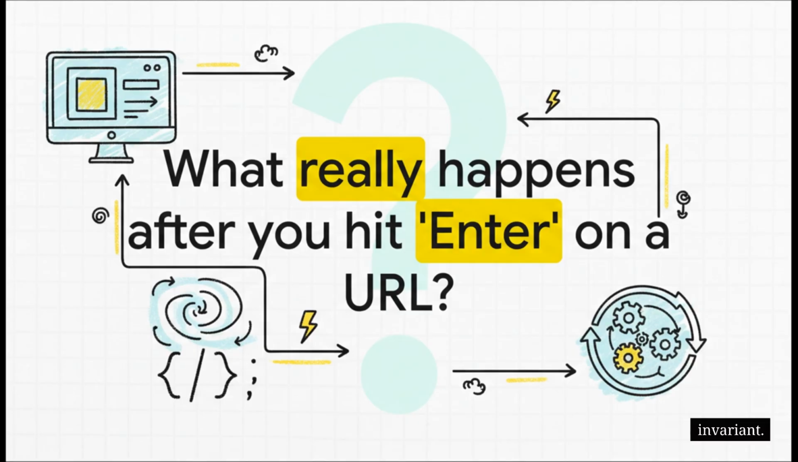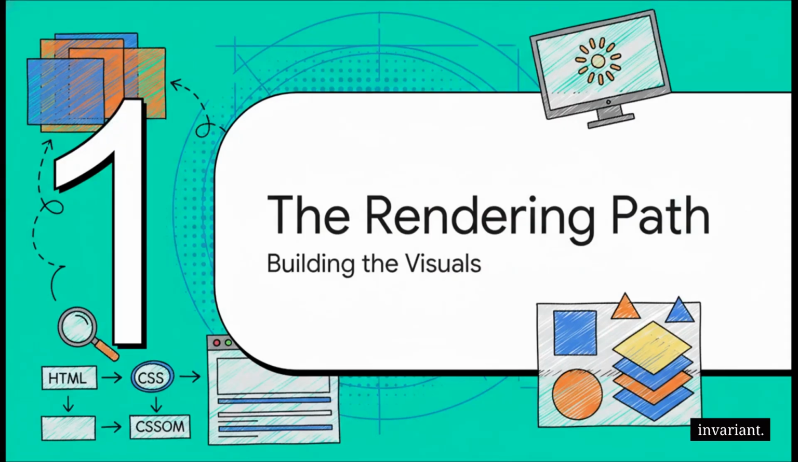All right, let's dive in, starting right at the beginning, building the picture. First things first, the visuals. Before any JavaScript can do its thing, before any button can be clicked, the browser has to actually draw the page. This sequence of steps is called the critical rendering path, and it's basically the universal blueprint for turning your HTML and CSS code into actual pixels you can see on your screen.